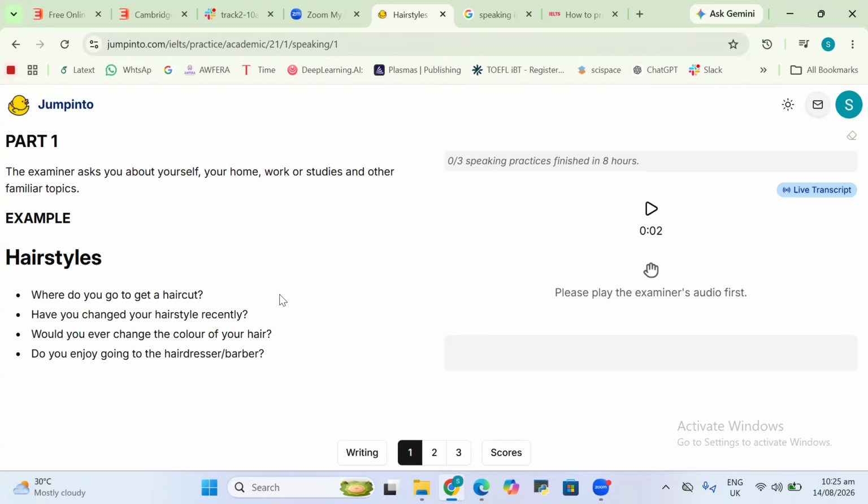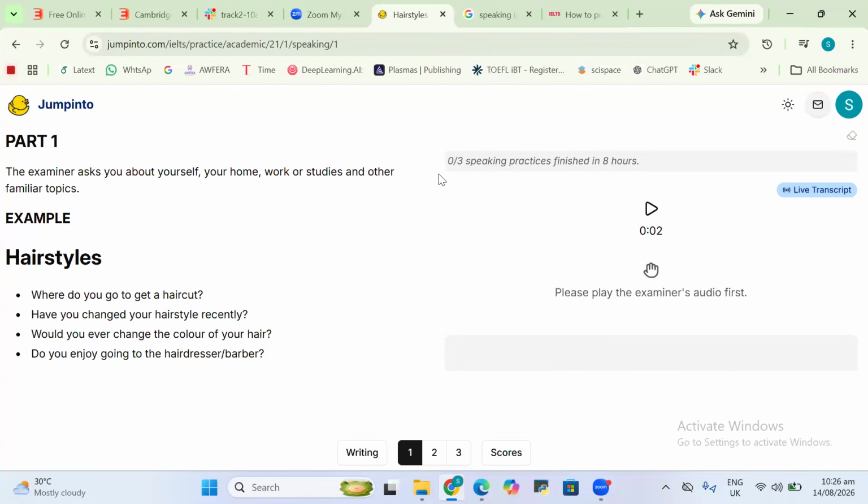Okay. Anyone else who would like to answer this question? Okay. Now we move to the next question. Have you changed your hairstyle recently? And one thing I would also like to tell you, sometimes the examiner also uses some questions from part three, two or three, meaning from these Cambridge books.